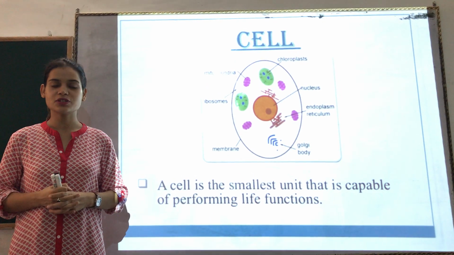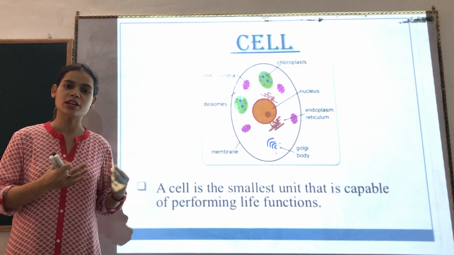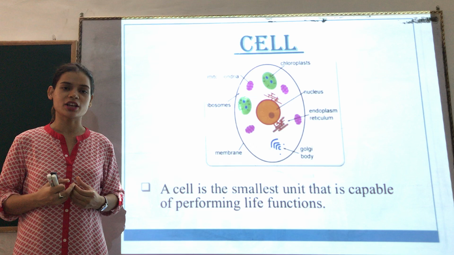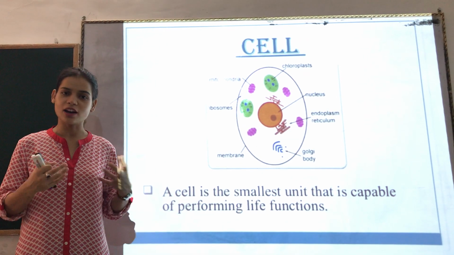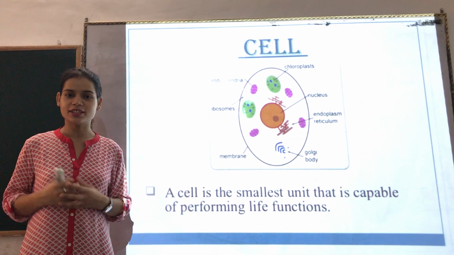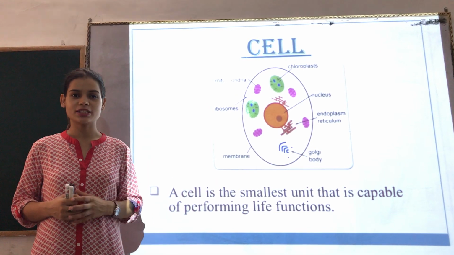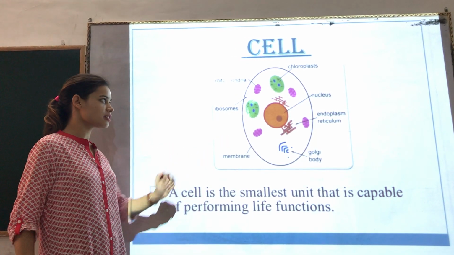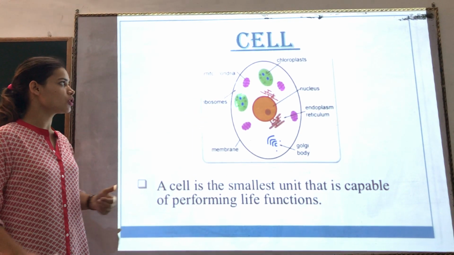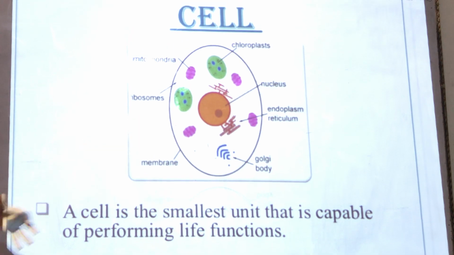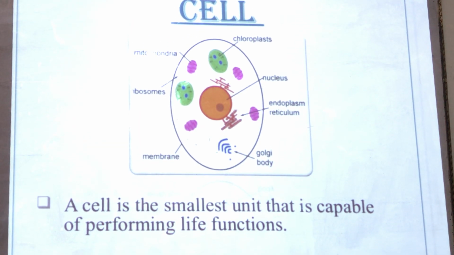In previous classes, students, we understood what unicellular and multicellular organisms are. We understood why some animals are unicellular and why some are multicellular. Let's understand the cell in a bit of detail in today's class. As you can see on the screen, this is the structure of a cell. These are basically the organelles which are there inside a cell.